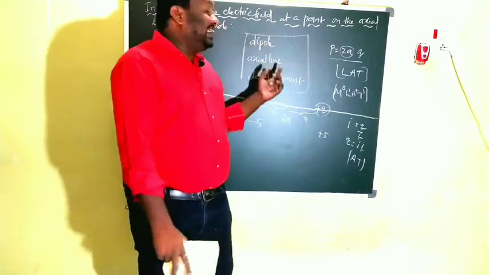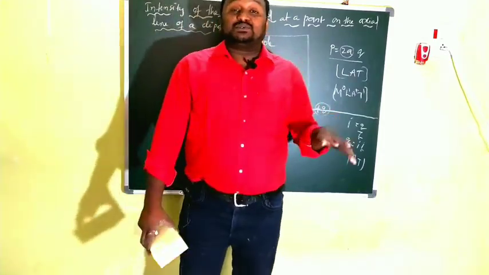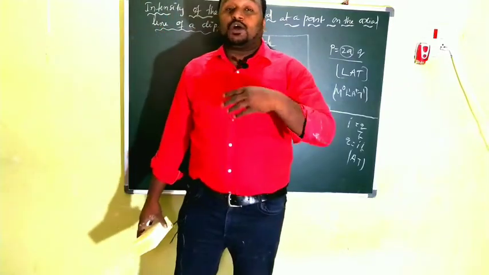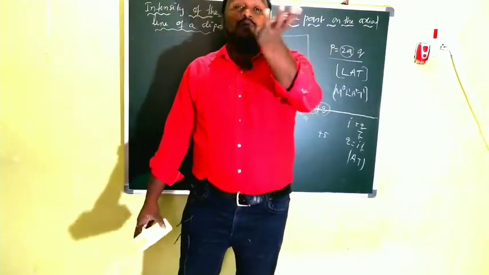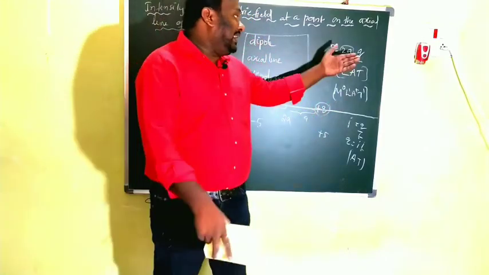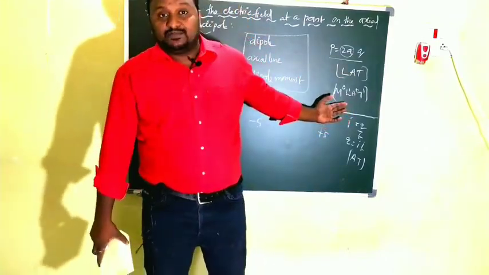And what is meant by axial line? The horizontal line that passes between two charges is called the axial line. And what is dipole moment? The product of the length of the dipole and the magnitude of charge is what we call dipole moment. The unit of dipole moment and its dimension formula we discussed here.